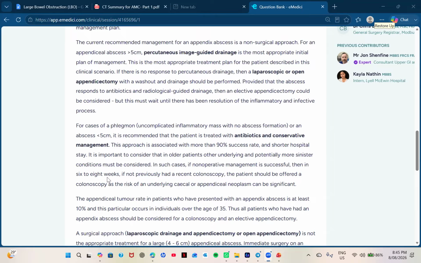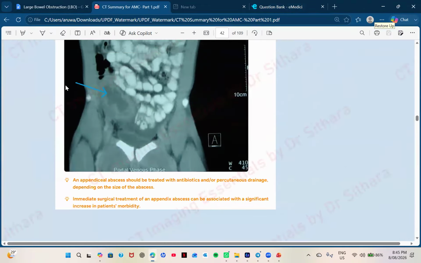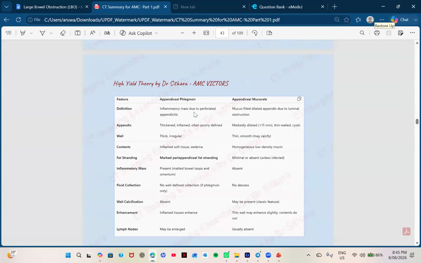If it is more than 5 centimeter abscess, then you have to go with drainage plus antibiotic, right? Later you have to do the definitive surgery, right? I hope you get the idea. It's a very important thing, right? So this is an appendiceal mass, and they have taken it as the abscess. Okay, this is a complicated mass. Maybe they are telling it can be abscess, right? Okay, yeah. So the next thing.